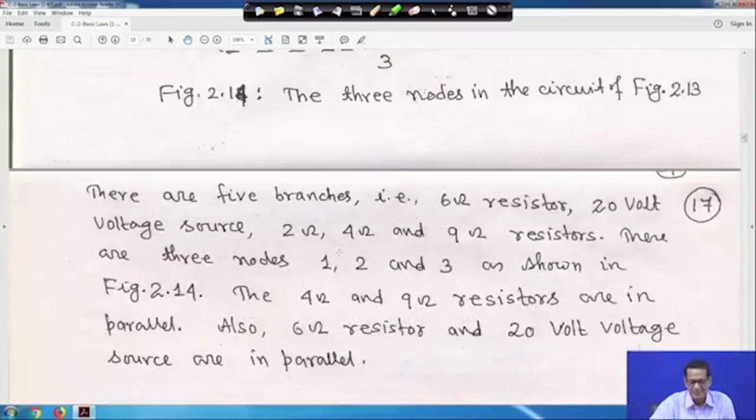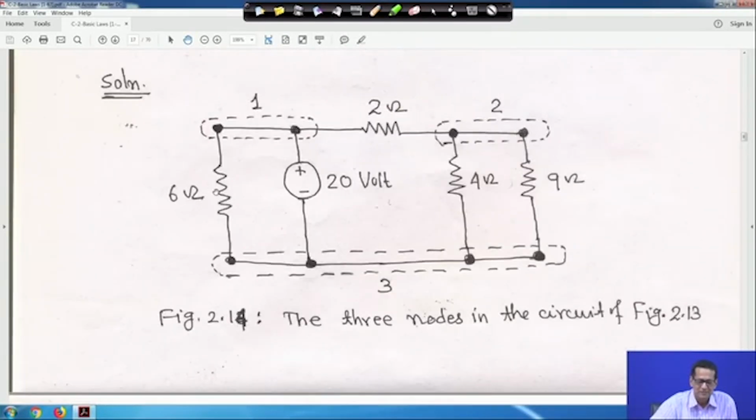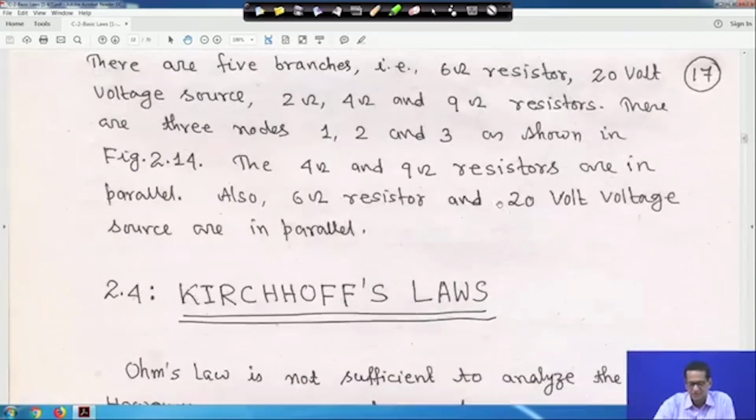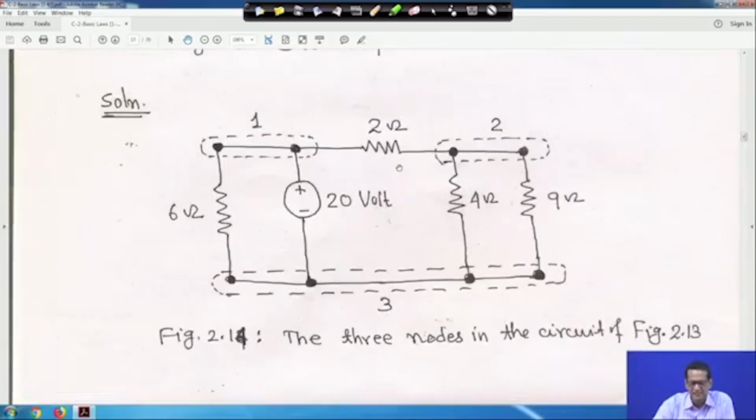So, everything is written here. So, you have 6 ohm, how many electrical branches are there? 6 ohm, then 20 volt, then 2 ohm resistor, then 4 ohm resistor, and 9 ohm. Altogether you have 1, 2, 3, 4, 5. You have 5 branches. So, all these things are written here, and how many nodes are there? This, if you club together, it is node 1. If you club together, node 2. If you club all this together, node 3. Right. So, this is altogether 3 nodes and 5 branches.